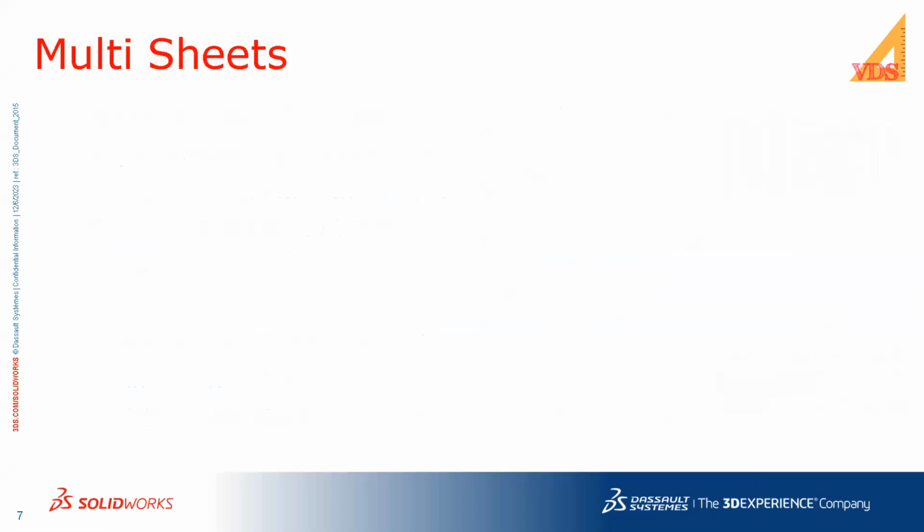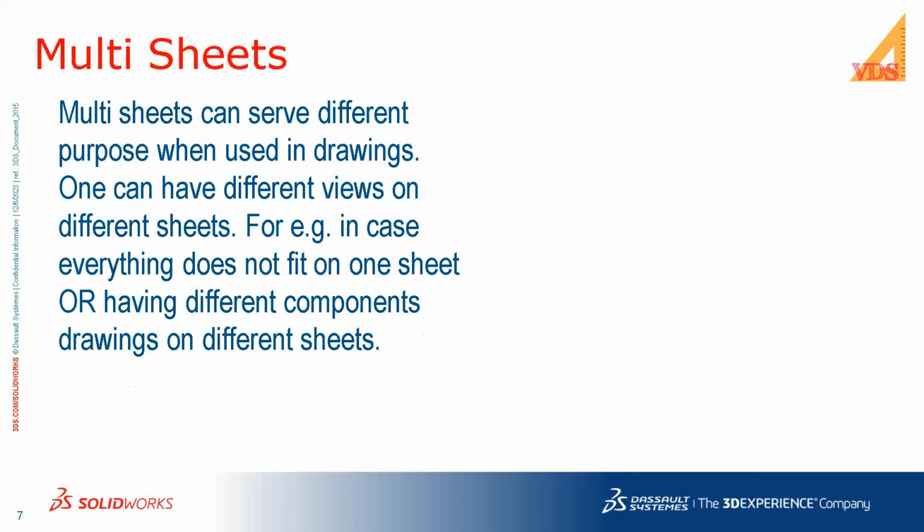Multi-sheets. Like when we were looking at a different table, you could have seen that I have different sheets or multi-sheets in the same drawing. So now multi-sheets basically are when we have more than one sheet in one particular drawing, so we call them multi-sheets, and they help in various ways.